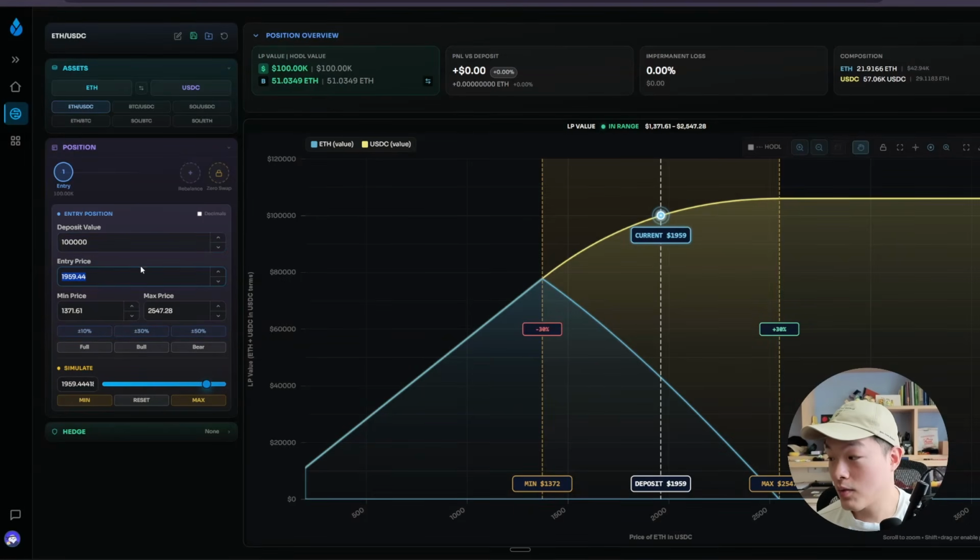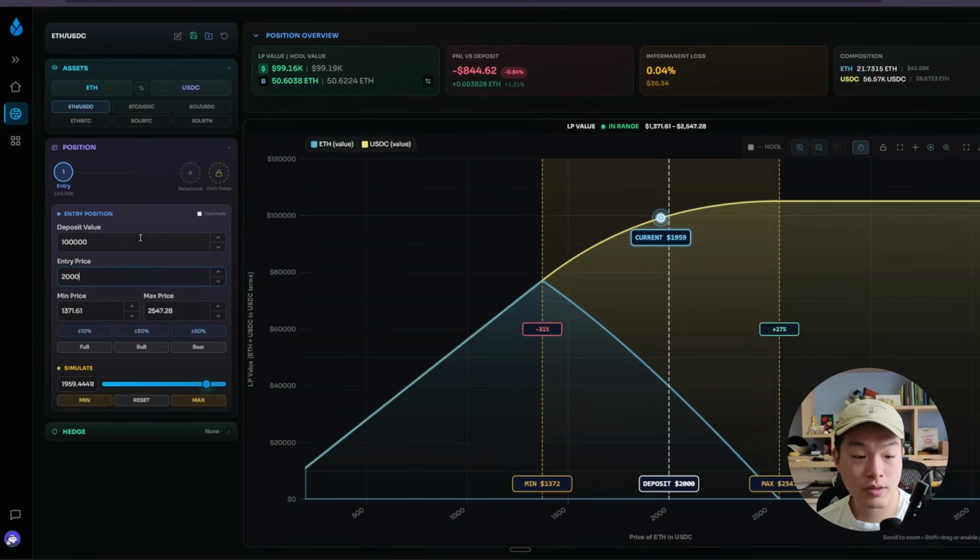And if I want to bump that up a little bit just to make the numbers more round and easy to think about, I could start at $2,000 here for my entry. And I want to make sure that I reset the simulation price. And depending on how aggressive you want to be, you could set the ranges here, right?